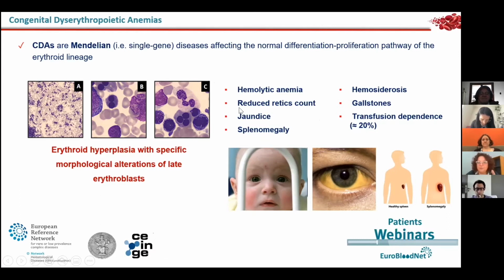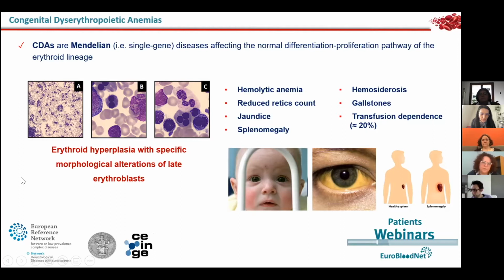And the most common clinical features are anemia with some degree of hemolysis, reduced reticulocyte count, jaundice, splenomegaly. But beyond the common complications there is also hemosiderosis, that is a relevant secondary aspect of CDAs, gallstones, and in 20% of patients we have transfusion dependence.